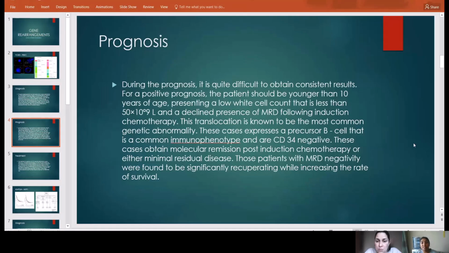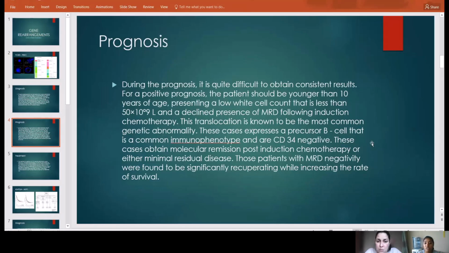During the prognosis of TCR, it is quite difficult to obtain consistent results. For a positive prognosis, the patient should be younger than 10 years of age, presenting a low white blood cell count, and a declined presence of MRD following chemotherapy is completely necessary. The lower the MRD, the better it is for a more positive prognosis.